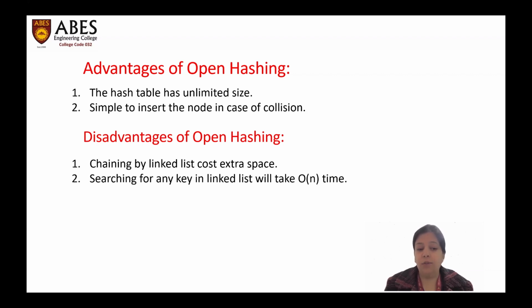Then the disadvantages of open hashing include chaining by linked list costs extra space. As you can see, in order to resolve the collision, we have taken a linked list at every index. So creating this linked list is definitely taking extra space. And searching for any element in the linked list may reach O(n). Suppose all the keys are mapped to the same index. In that case, the linked list that will be formed will be of size n.